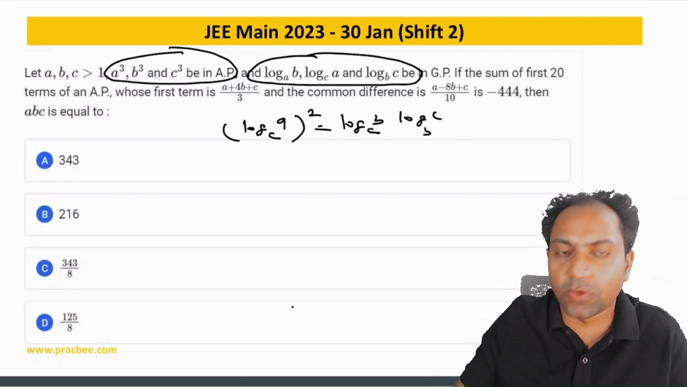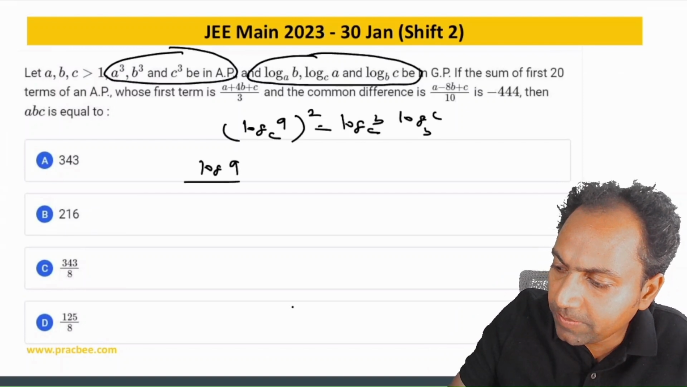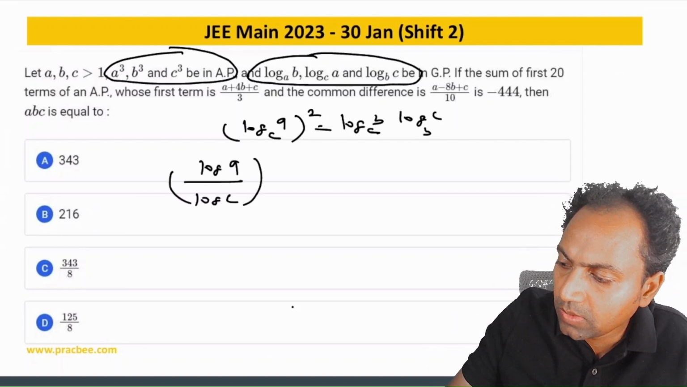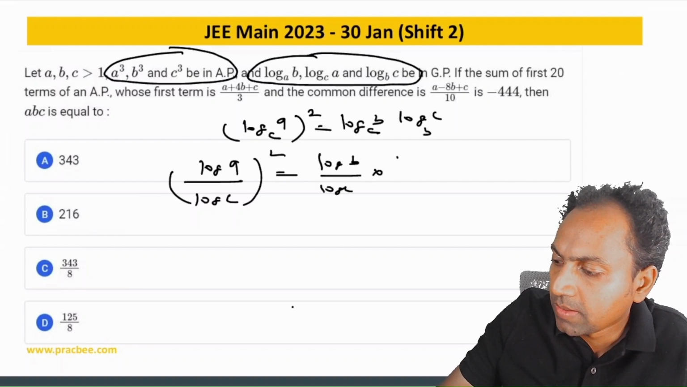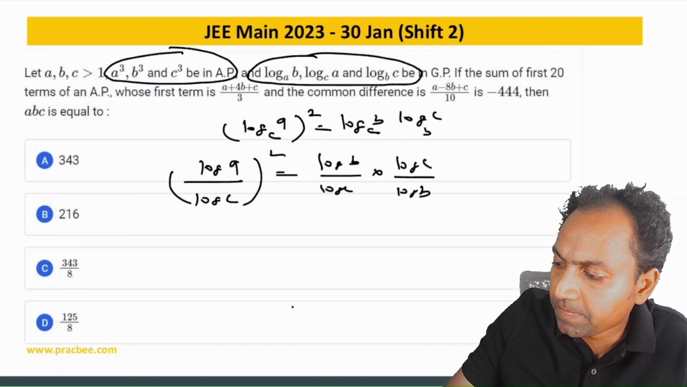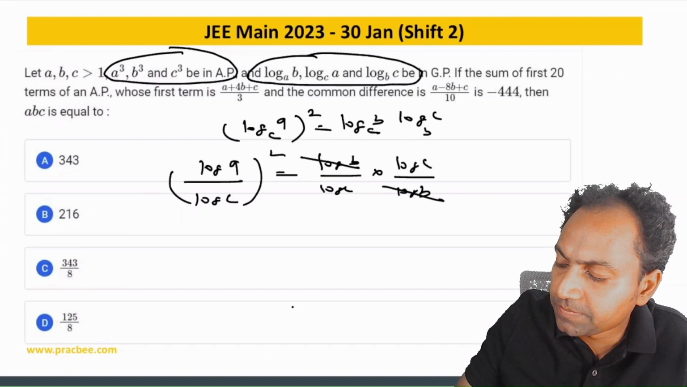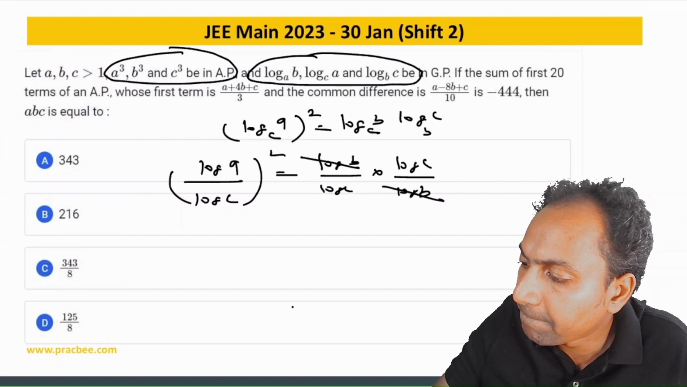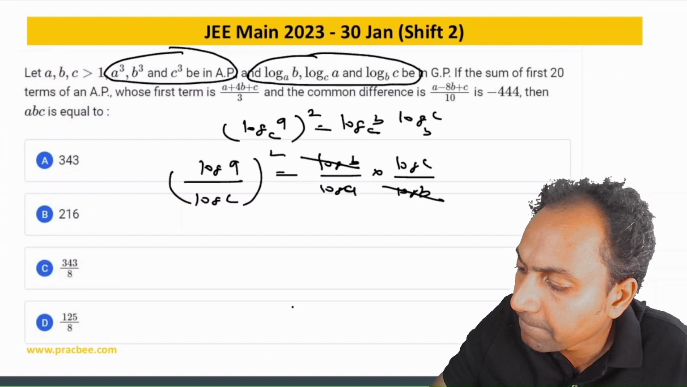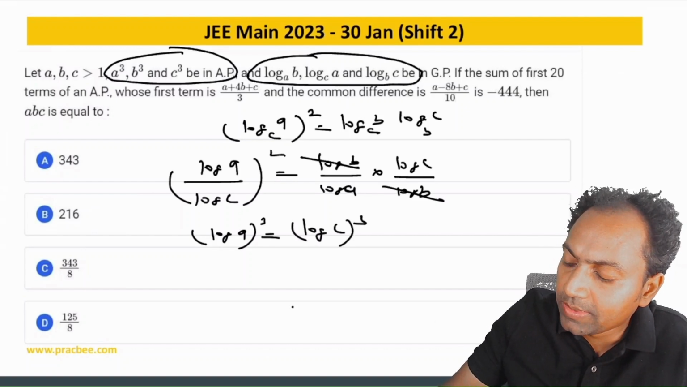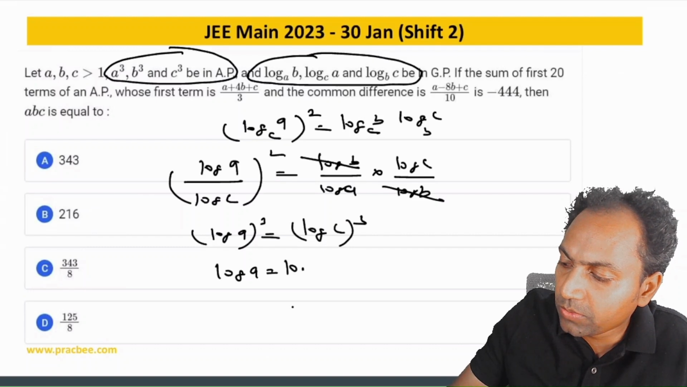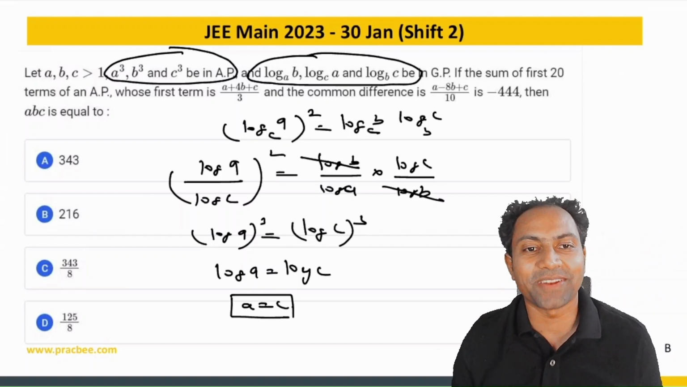Now let us use the base change formula. If I use the base change formula, it will be log a by log c whole square. This I can write as log b by log c into log c by log b, so this log b gets cancelled. And if I simplify it, it becomes log a whole cube is nothing but log c whole cube. That implies log a will be equal to log c, and that implies a will be equal to c. This is the first very important thing that we are getting in this question.